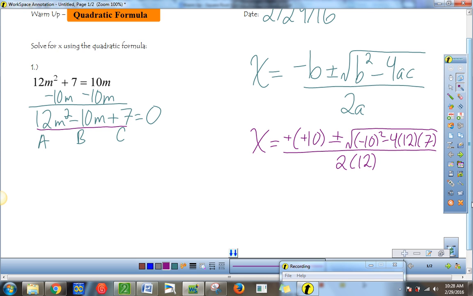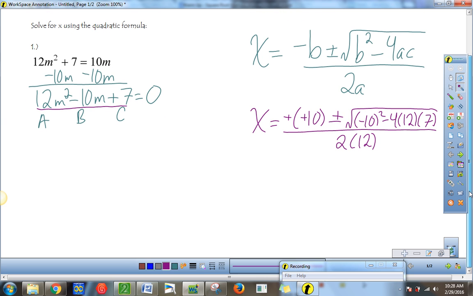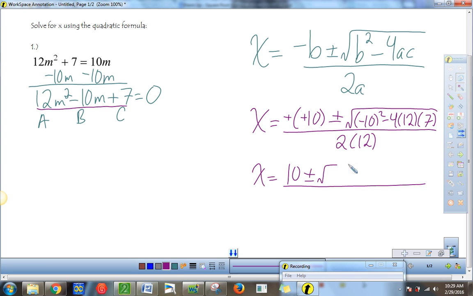Excuse me. What of this do you need to do first? Square the 10. Oh my goodness. Okay. So that's still a 10. We got plus or minus. So this is, I always kind of save myself a little space and do 100 minus, what's 4 times 12 times 7? Yes, you can use a calculator.